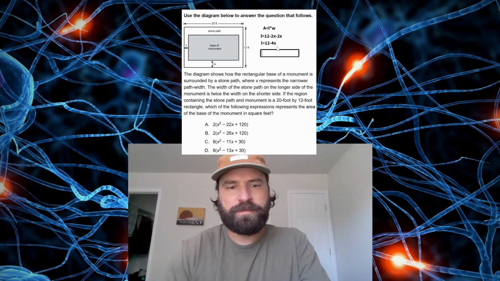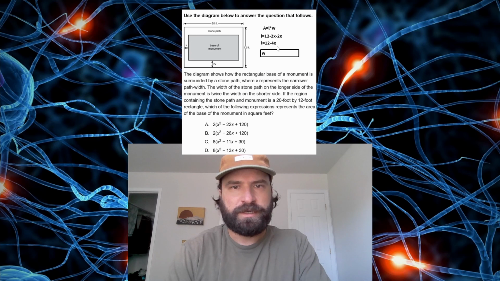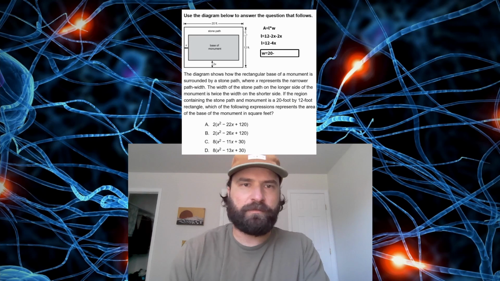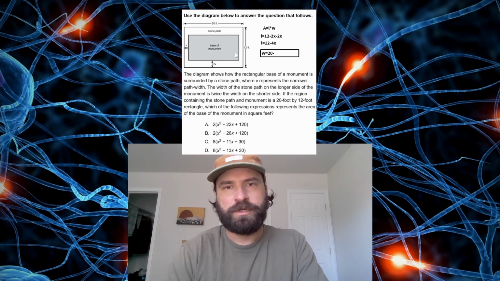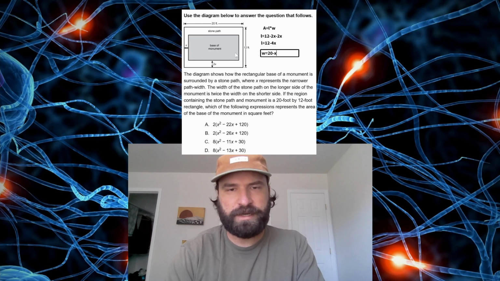And then width is going to be pretty similar, except the width of the whole thing is 20 feet. And then we have an x on both sides. So if we just want the base of the monument, we're going to do 20 minus, there's two x's, so x minus x. Or we can simplify that to minus 2x.